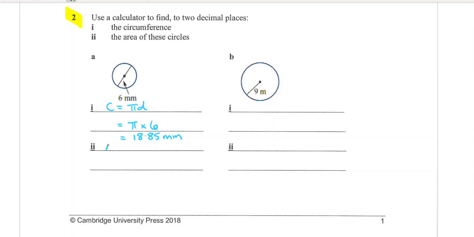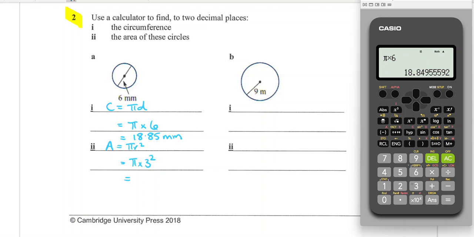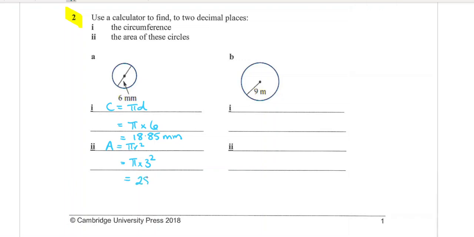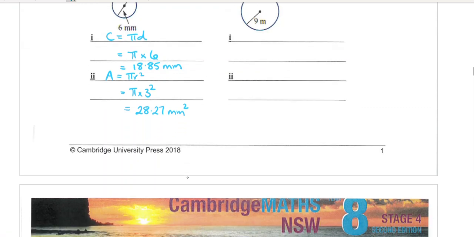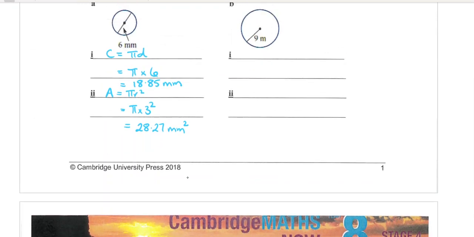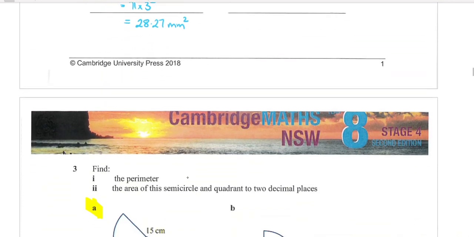Then we're doing area again, so A equals pi r squared. My radius, I have to have a radius. What's the radius? 3. So it's pi times 3 squared, which is 28.27 millimeters squared. Okay? So that's circumference and area of circles.